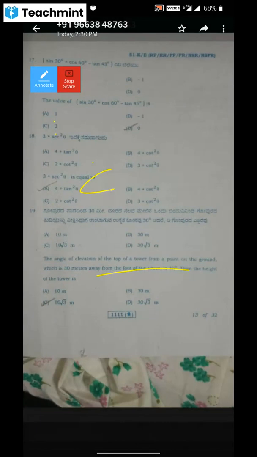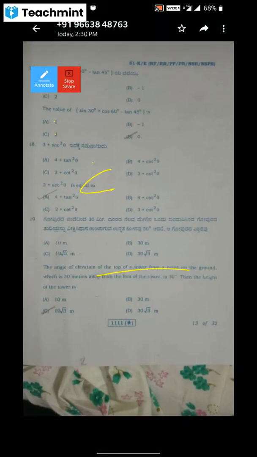So 30 can also be written as 10 into 3. So 3 again written as root 3 into root 3, so 10 into root 3 into root 3 divided by root 3. One root 3 gets cancelled. 10 root 3 is the right answer. That is option C.